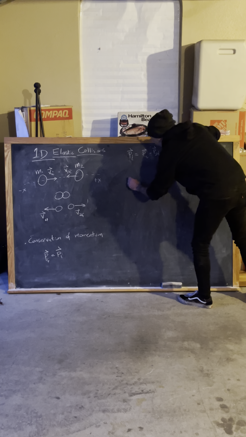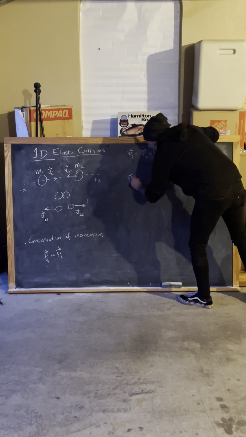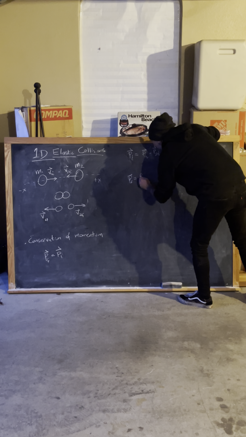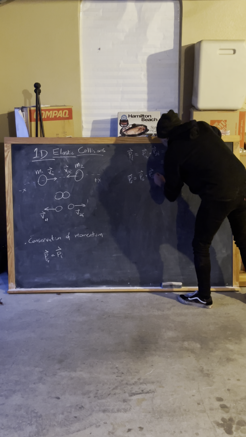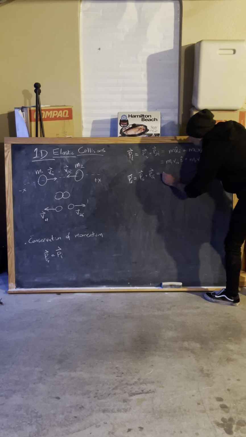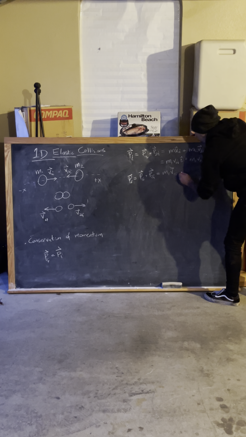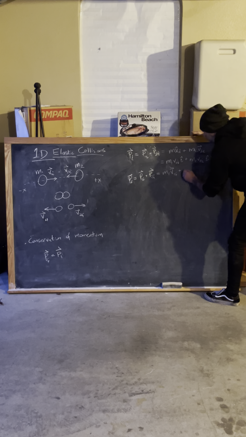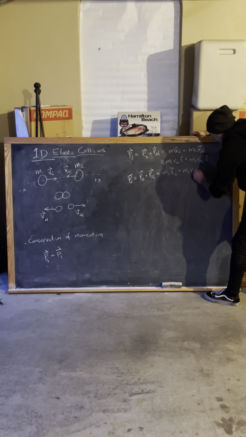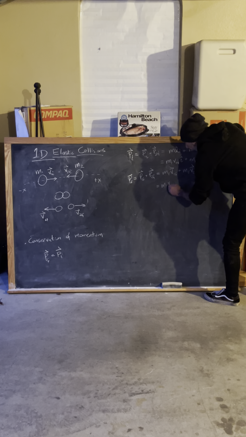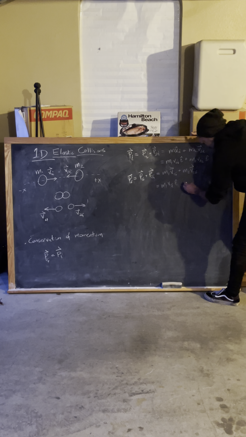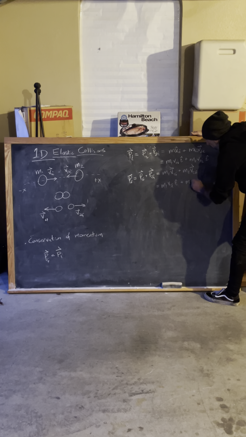And we'll do the same for the final momentum. Pf is equal to P1f plus P2f, which is equal to m1 v1f vector plus m2 v2f vector, which is equal to m1 v1f in the i hat plus m2 v2f in the i hat.